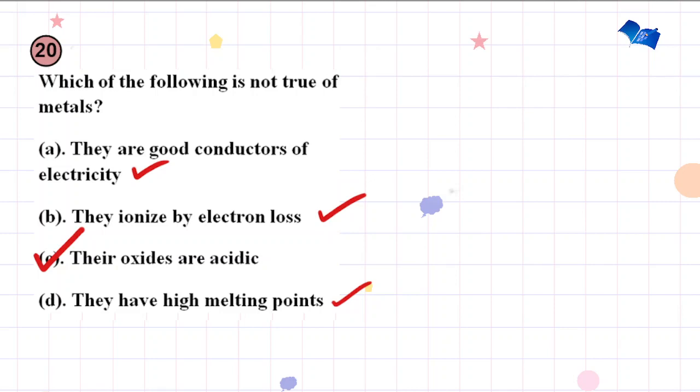Okay, with this, we've come to the end of this section on chemistry questions under the 11 most repeated topics in chemistry UTME.